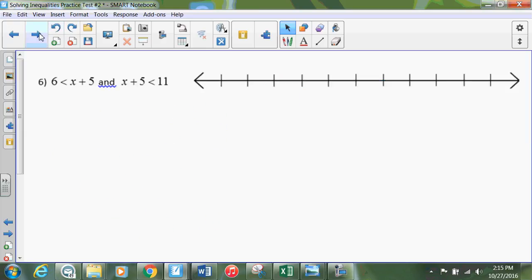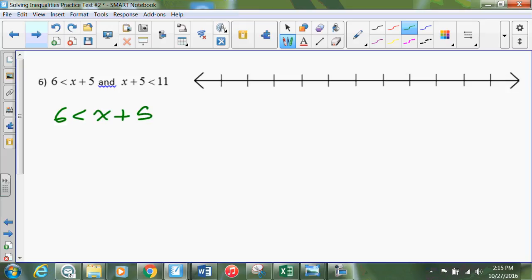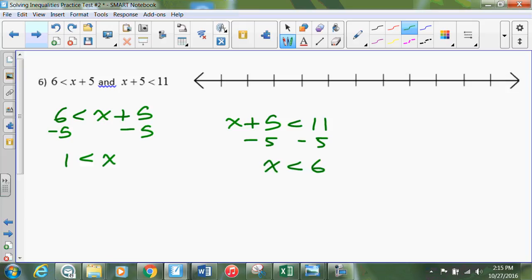All right, so here we do have 2 separate inequalities, so we'll go ahead and solve those. I'm going to bring this down. I'm going to go ahead and solve for x by subtracting 5 on both sides. And then for this one, I'm going to solve for x by subtracting 5 from both sides as well. Okay, so I've got 2 things to consider. And my solution is either x is greater than 1, or my solution is x is less than 6. Can you be both greater than 1 and less than 6?